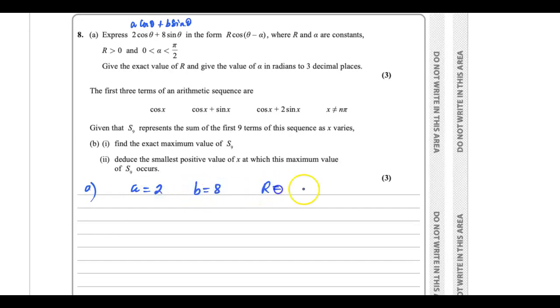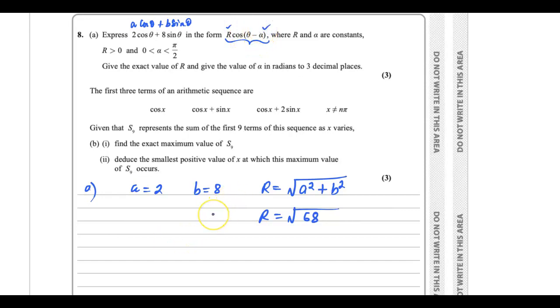If we have to find out r, we know that r is the square root of a squared plus b squared. That gives us 4 plus 64, 68. So r is root 68. To express it in the form, we need two values, r and alpha.